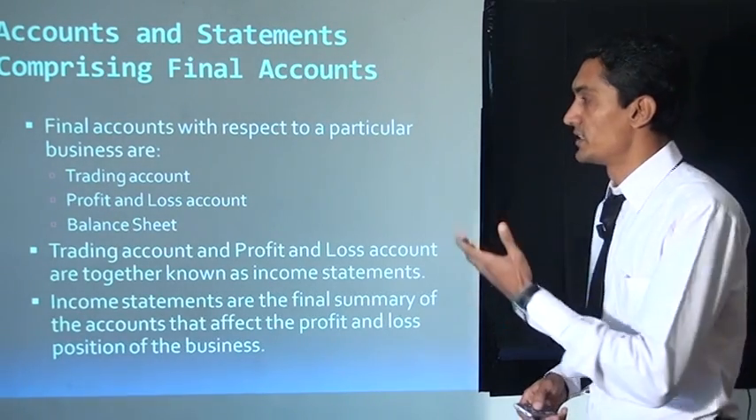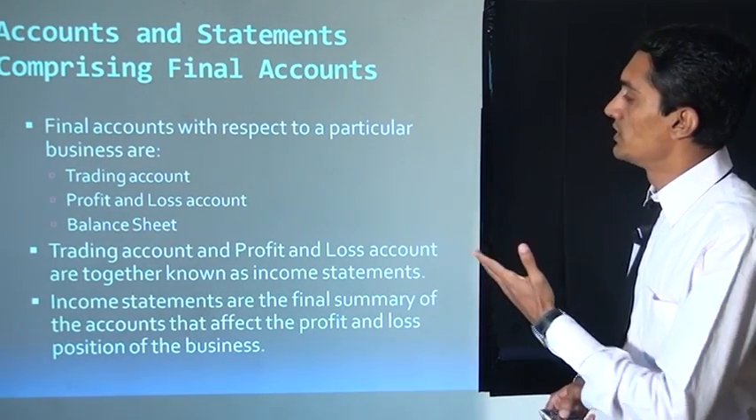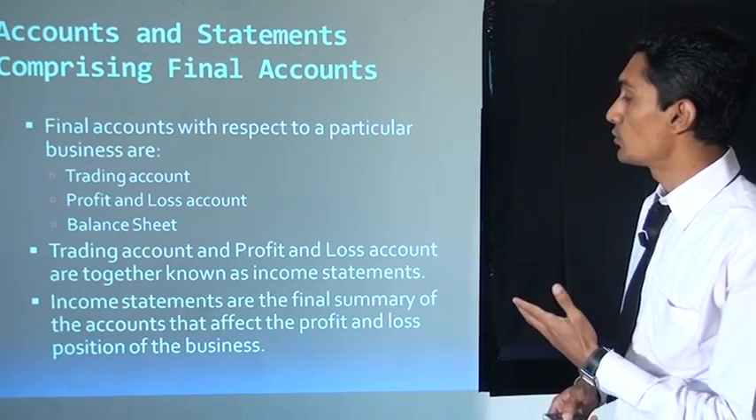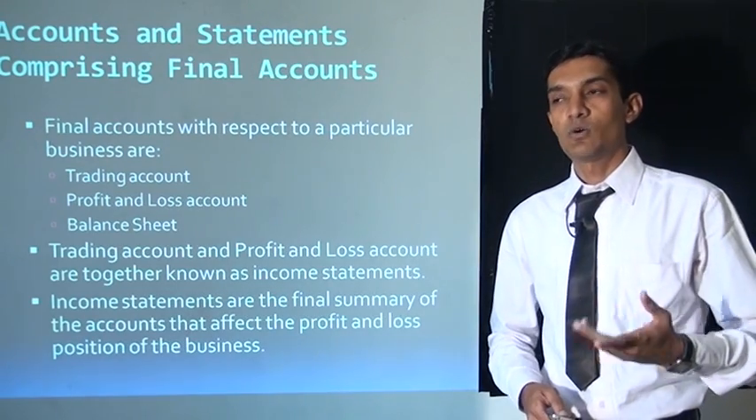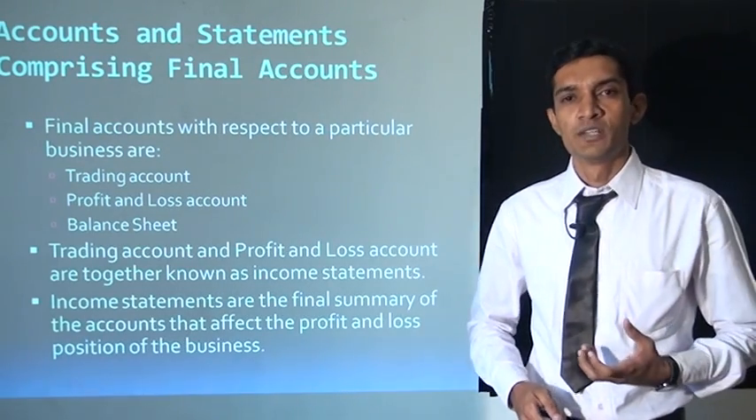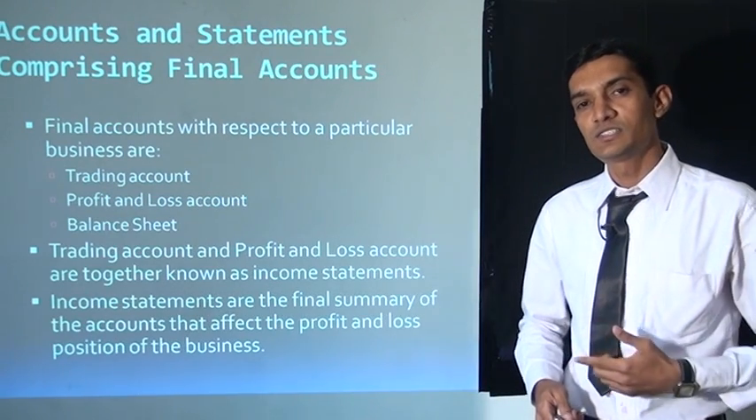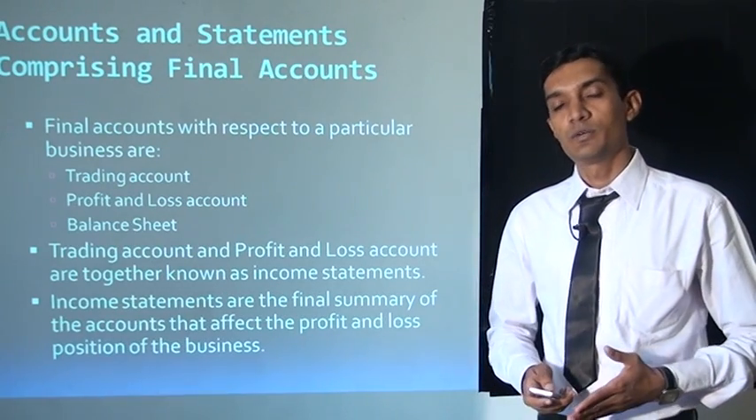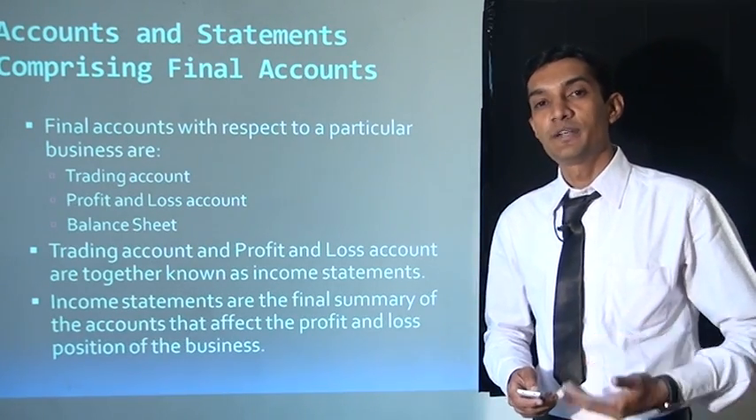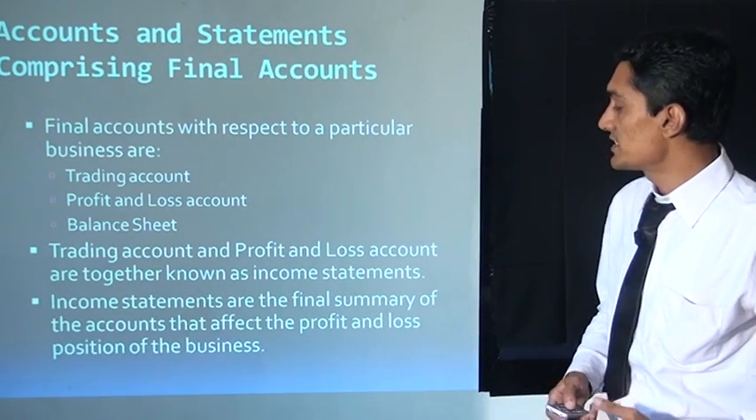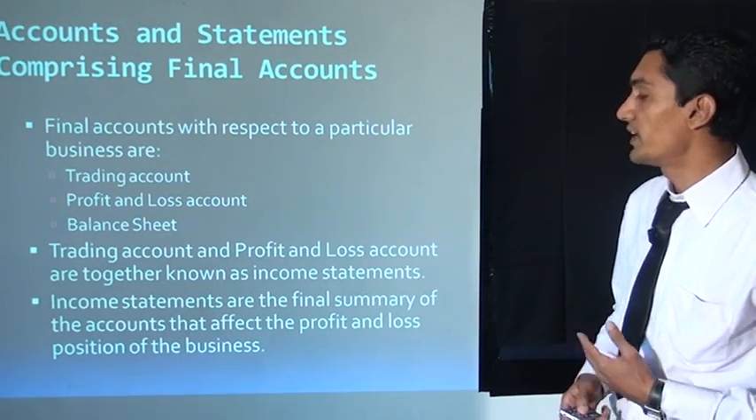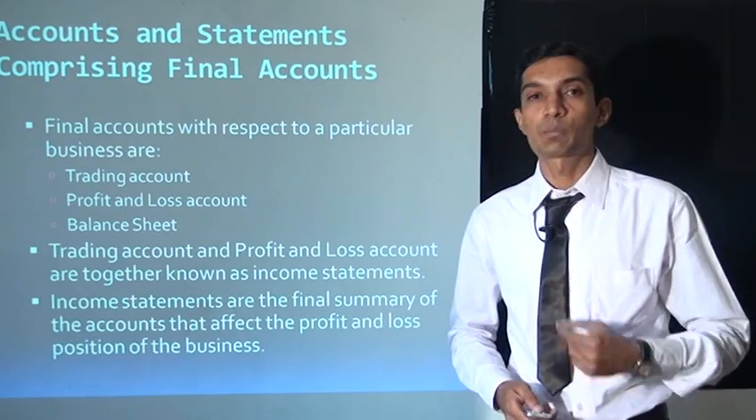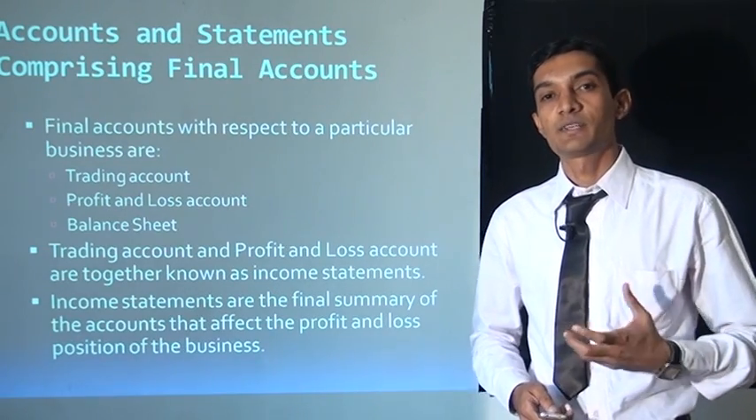Next, accounts and statements comprising the final accounts. First is the trading account, then the profit and loss account, then the balance sheet. What are trading and profit and loss accounts? The trading account and profit and loss account together are known as the income statement. Nowadays there is Accounting Standard 14, in which both the trading and profit and loss accounts are included under the income statement. Income statements are the financial summary of the accounts that affect the profit and loss position of the business. They show the net profit of the particular businessman.